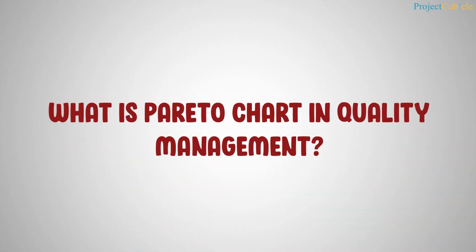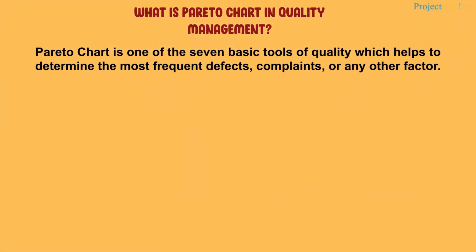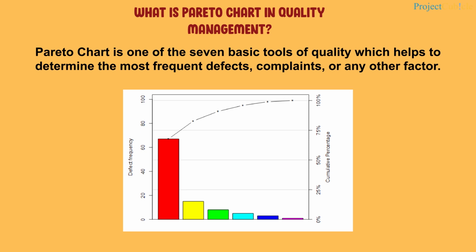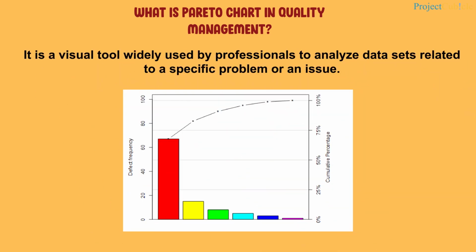What is Pareto chart in quality management? Pareto chart is one of the 7 basic tools of quality which helps to determine the most frequent defects, complaints, or any other factor. It is a visual tool widely used by professionals to analyze data sets related to a specific problem or an issue.